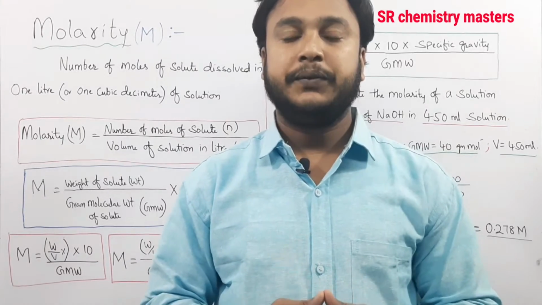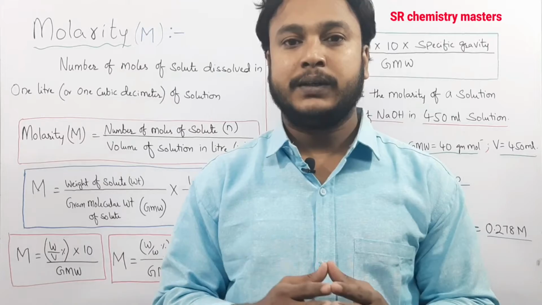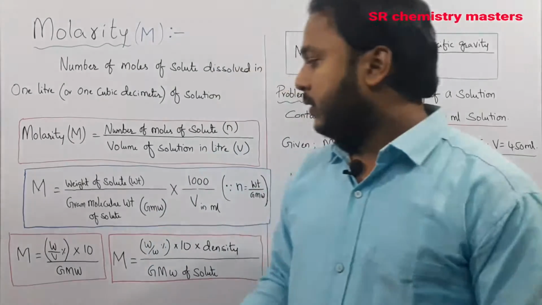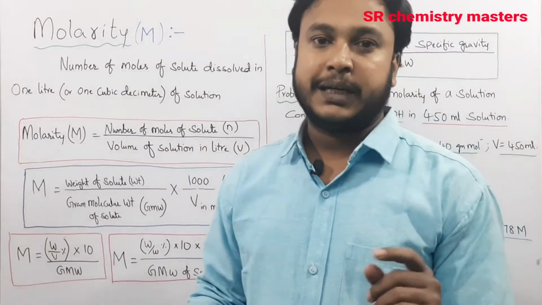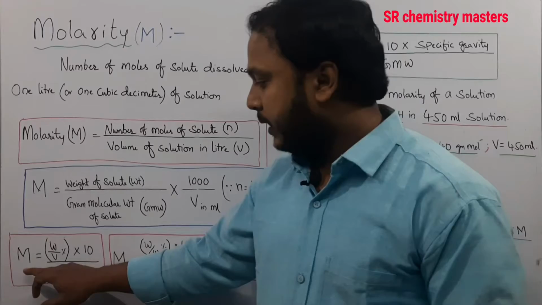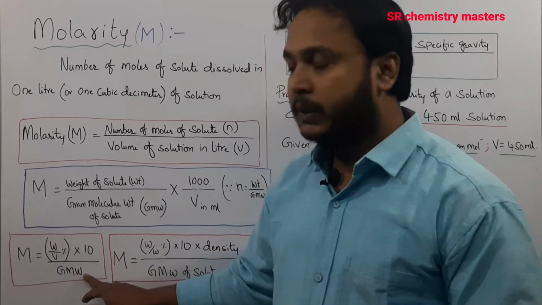As we have seen in the previous video, mass by volume percentage is the mass of the solute in 100 ml of solution. Here, if in the question you are given mass by volume percentage, you are going to take this formula: M is equal to mass by volume percentage into 10 by gram molecular weight.